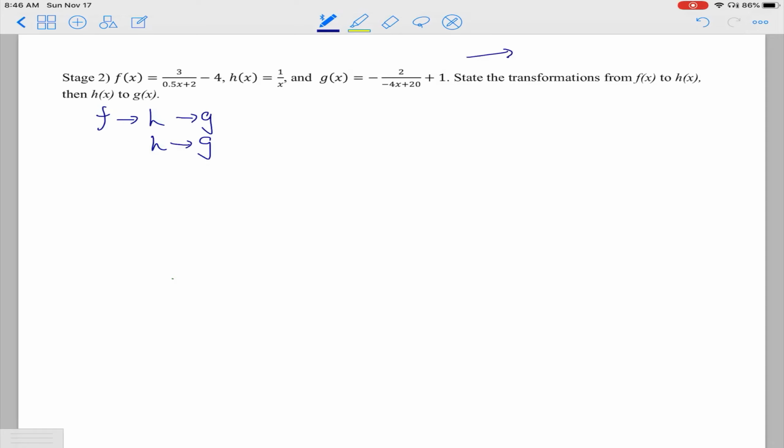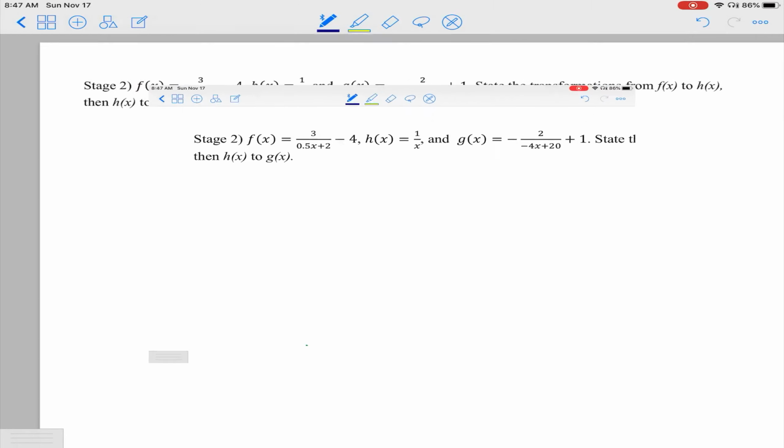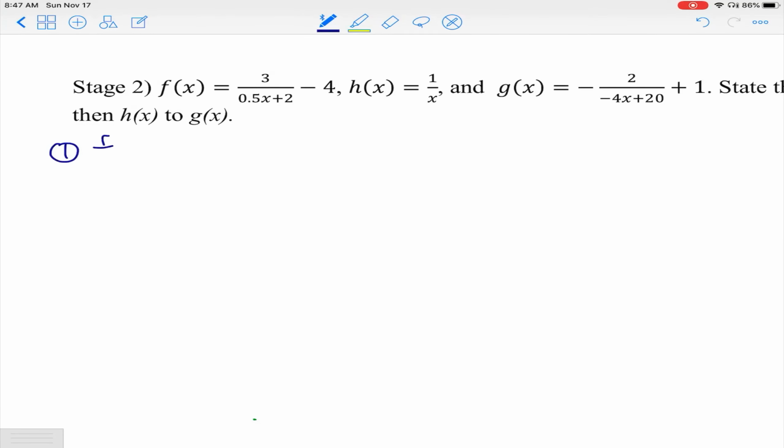The way is basically the same as the previous stage. However, the only problem is something a little more challenging, in this case the rational function. Since the whole principle is pretty much the same, let's take a look. Now the first step, f to h, is exactly the same as stage 1 level 2.